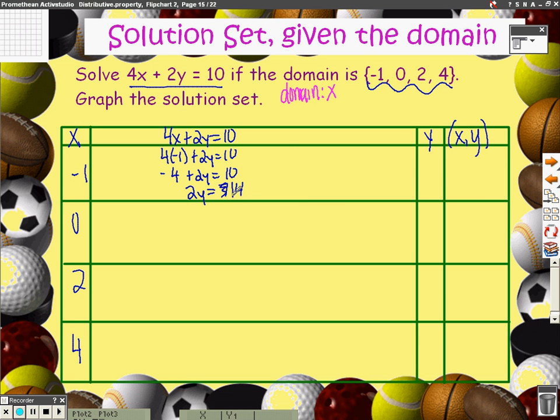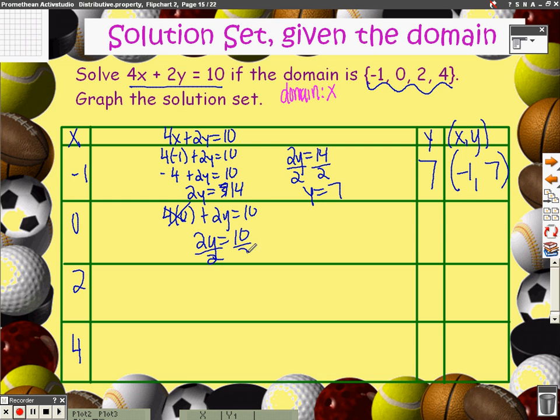I'm already doing it in my head. So I have 2y is equal to 14, divided by 2, divided by 2, y is equal to 7. So I'm going to write a 7 over here. I take the x value, -1, and the y value, 7. Then I substitute in 0, and 0 is usually the easiest. 4 times 0 is 0. 2y equals 10, divided by 2, divided by 2, y is equal to 5. So my y value is 5, my x value is 0: (0, 5).